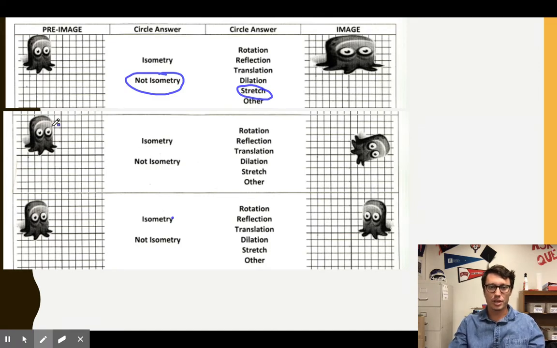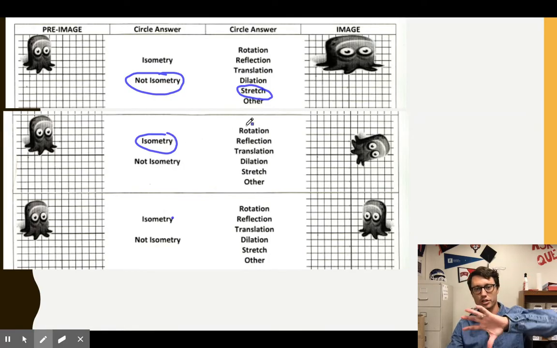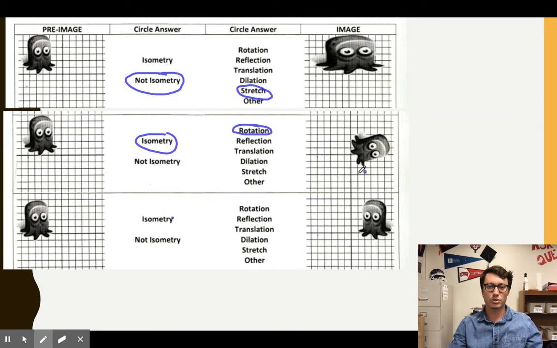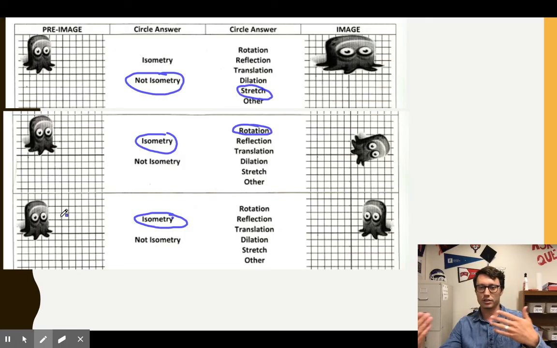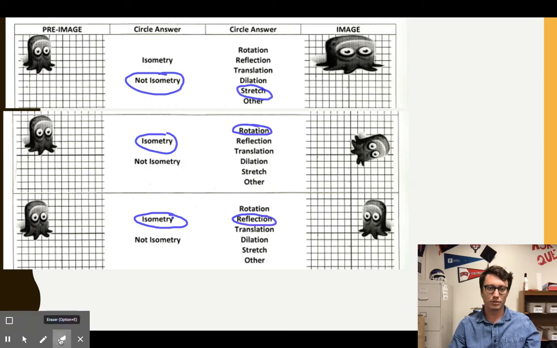Here, does it change shape or size? No, looks like it's the same shape and size, so isometric. Here we see it just turned a little bit, so that is a rotation. Okay, same thing, change of shape or size? No, it looks the same shape and size, isometric. Here, notice this guy looks like he's looking over here, and this guy looks like he's looking over here. So they're looking at each other. So this one here is a reflection.